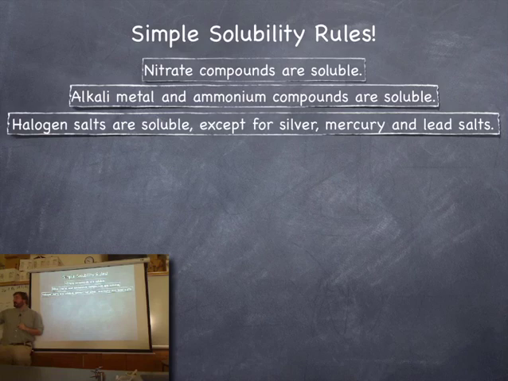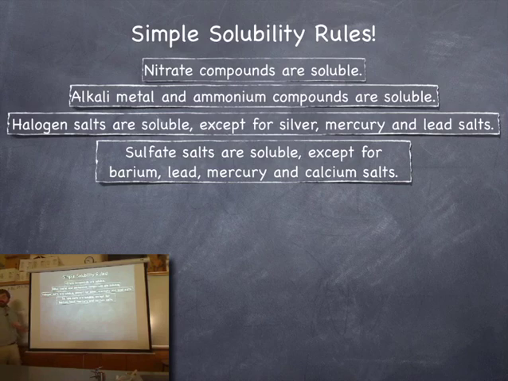Silver chloride is an example of this rule. Chlorine is a halogen, but combined with silver, we get an insoluble compound. Okay? So these are all just observational rules. We chemists have looked at lots of different combinations and made these general rules.